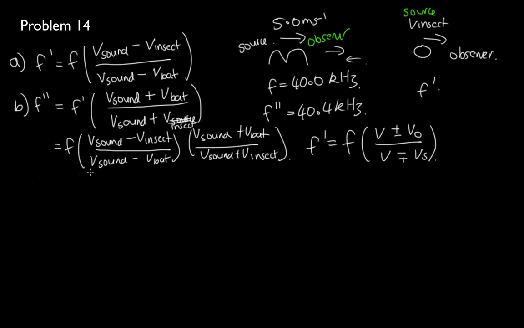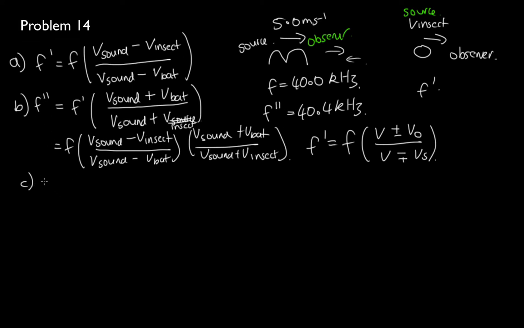And so that is the formula. Now part C says use this expression to calculate the speed of the insect. So now we're going to need to substitute everything in. The only unknown in this formula is actually the speed of the insect. So let's substitute everything in.